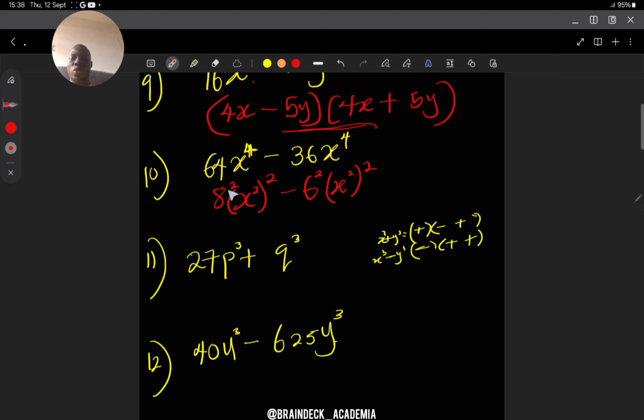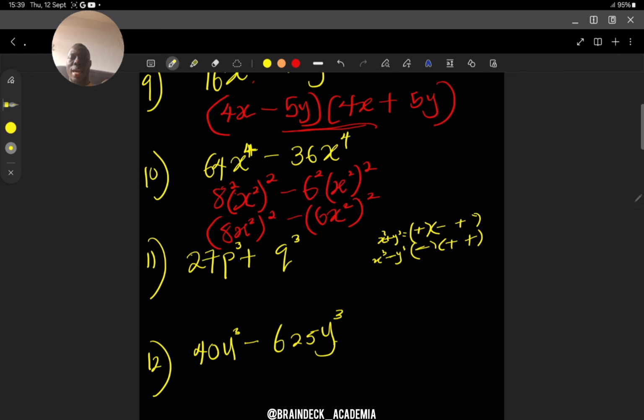Since this has a power of 2 and this one has a power of 2, I can go further to write this as 8x squared, all squared, because there's a rule in indices that says whenever you have similar power between two terms that are together, you can just bring the power out within a bracket, because this power will affect this 8 separately and this x squared separately like this. Then this one too will become minus 6x raised to the power 2, squared.